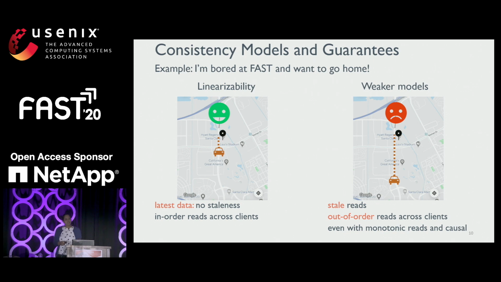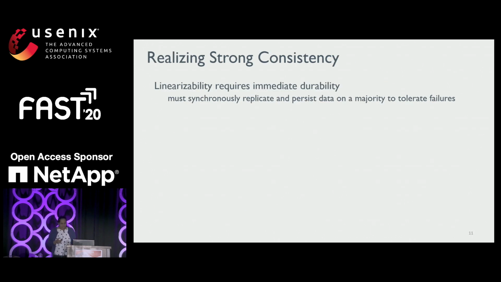Note that this is possible even with models like monotonic reads and causal consistency, which offer in-order states within a single session, but not across multiple sessions. So those were the different consistency models and their guarantees. Now let's look at how we can implement these consistency models in a system.